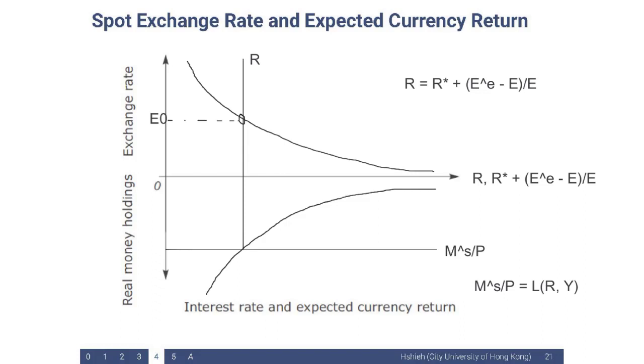Let's go ahead and identify an initial equilibrium interest rate by drawing a now horizontal real money supply curve. Let's call that MS over P. And let's just draw a vertical line that cuts through both graphs. This will be our equilibrium interest rate. And at the intersection of UIP and this vertical interest rate line, we will have our initial equilibrium exchange rate, call it E naught.